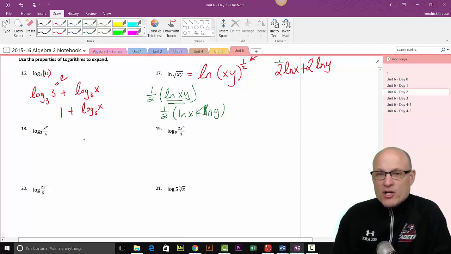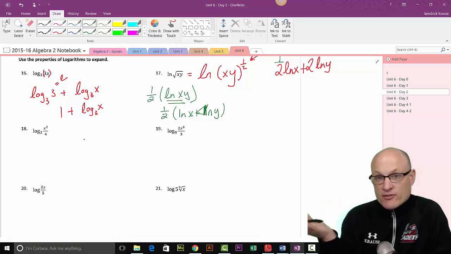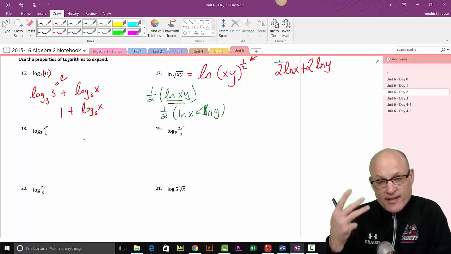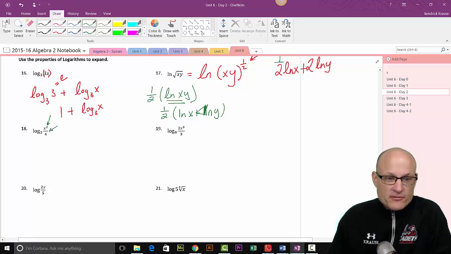Here's the things you got to think about. Do I have an exponent? We're going to be multiplying. Do I have addition? Do I have multiplication? We're going to be adding. And do I have division? We're going to be subtracting. 3 things: add, subtract, and multiply. So we're going to have 2 in this one. We have an exponent and we have division.